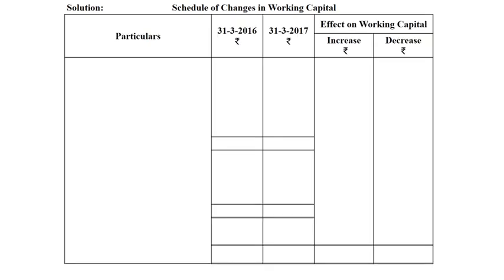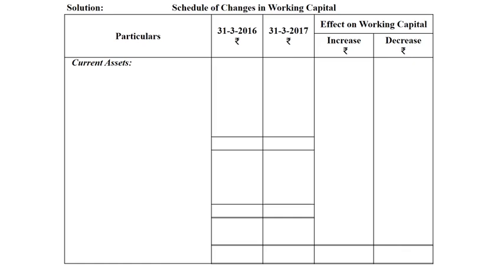Okay, schedule of changes in working capital. I have already explained the format. This is the format: particulars, previous year balance, current year balance. Effect on working capital will be taken under increase and decrease column. First, take up current assets. What are all current assets? You should mark them before proceeding to prepare the working capital schedule.